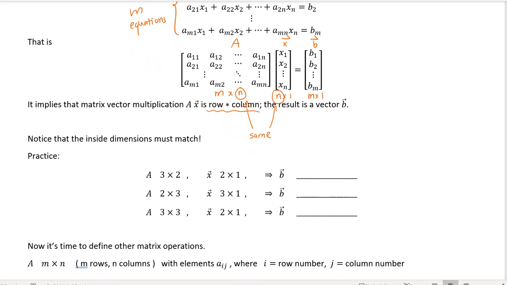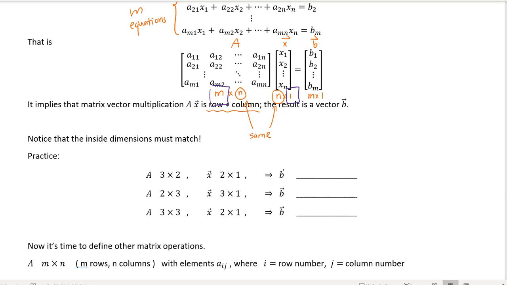Okay, so look at the following example. If A is 3 by 2 and x is 2 by 1, what is the dimension for b? For matrix vector multiplication, we must verify that the inner dimensions match, and then the outcome is going to be the outer dimension. So the outcome is going to be m by 1 in this case.